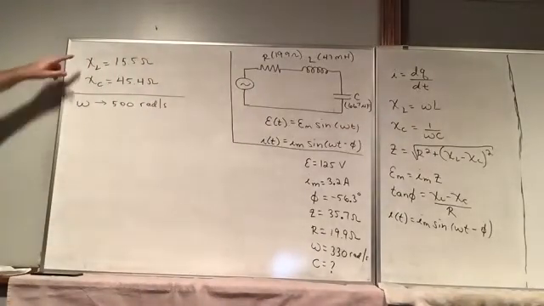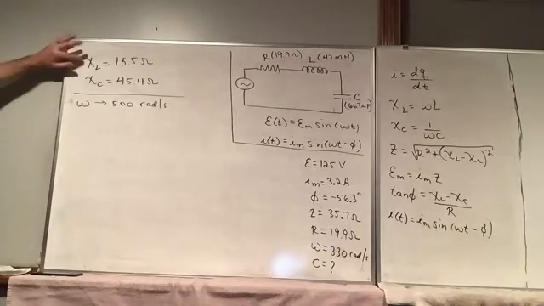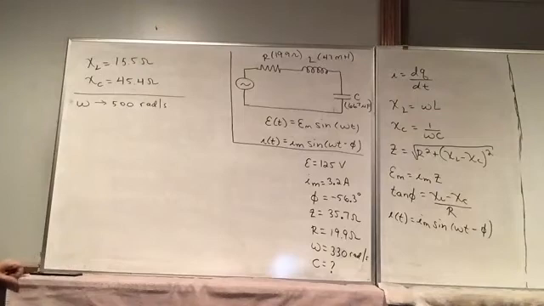Right now, this is a capacitive type of circuit. But if we increase the frequency, we'll have to see what happens. It depends on how much you change it, but we could get to the point where it flips to where the inductor is more significant than the capacitor. So let's just change it to 500 radians per second.